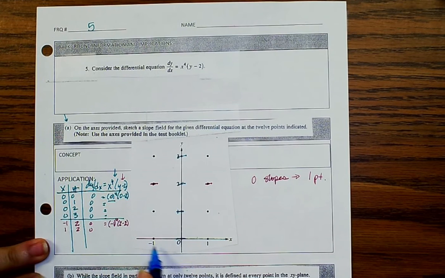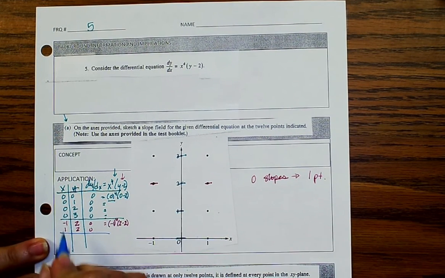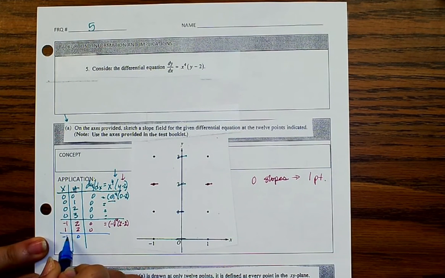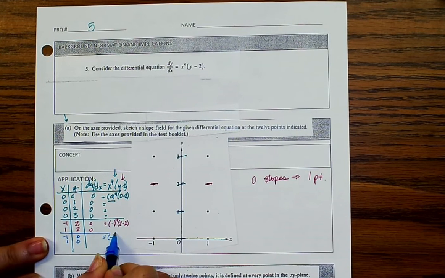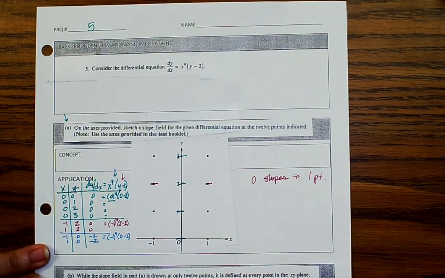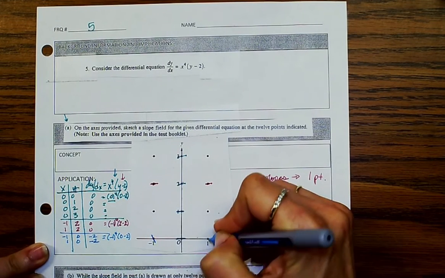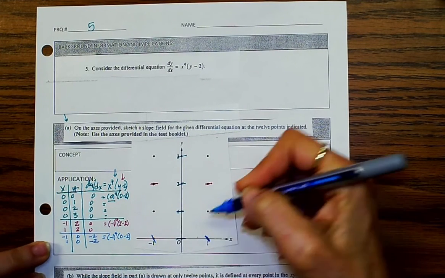Now we've got a few more points to do, where y is 0. So I have the points (-1, 0) and (1, 0). My derivative is going to be negative 1 to the fourth, which of course is 1, times 0 minus 2, which is negative 2. Replacing x with 1 instead of negative 1 still gives me 1 when I raise it to the fourth. So my slope is going to be negative 2 here and here.